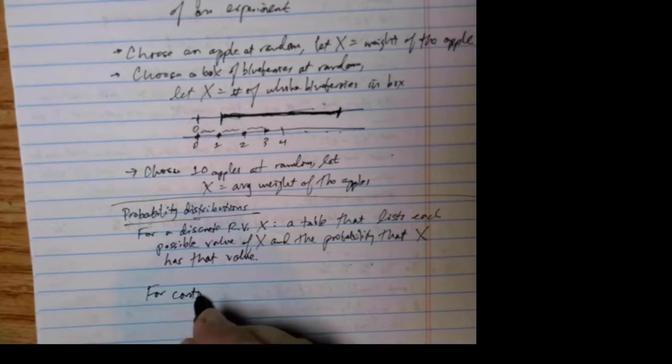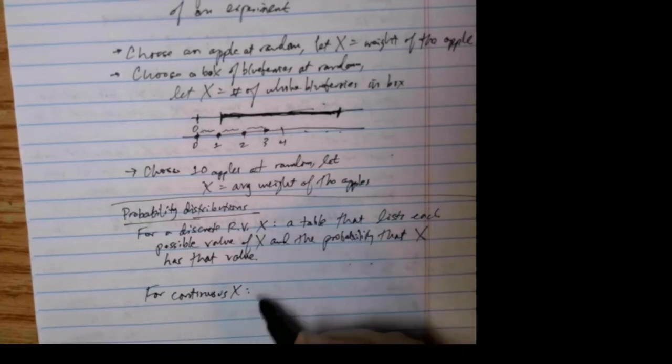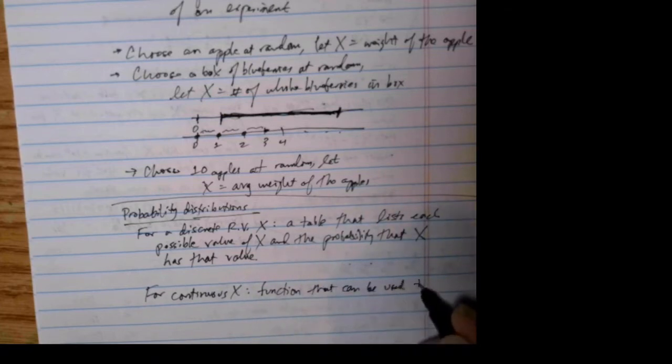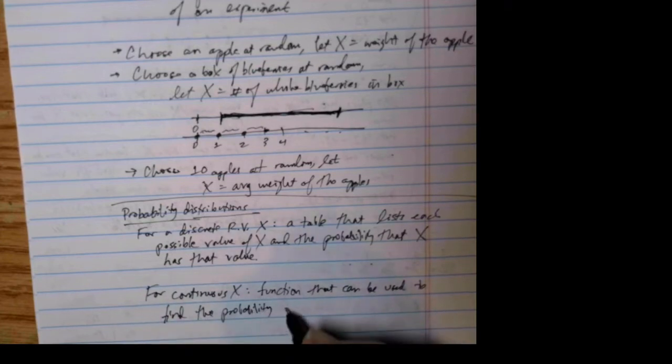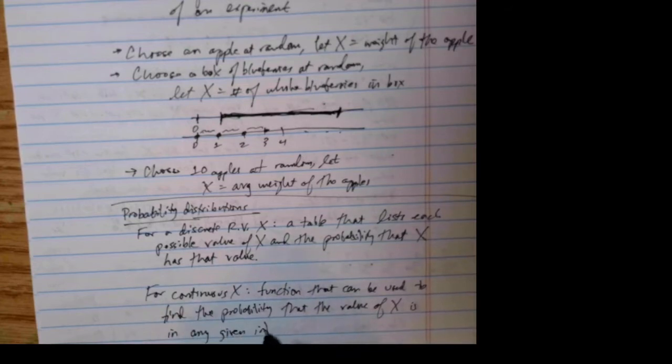For a continuous random variable X, the probability distribution is really a probability density function. It's going to be a function that can be used to find the probability that the value of X is in any given interval.